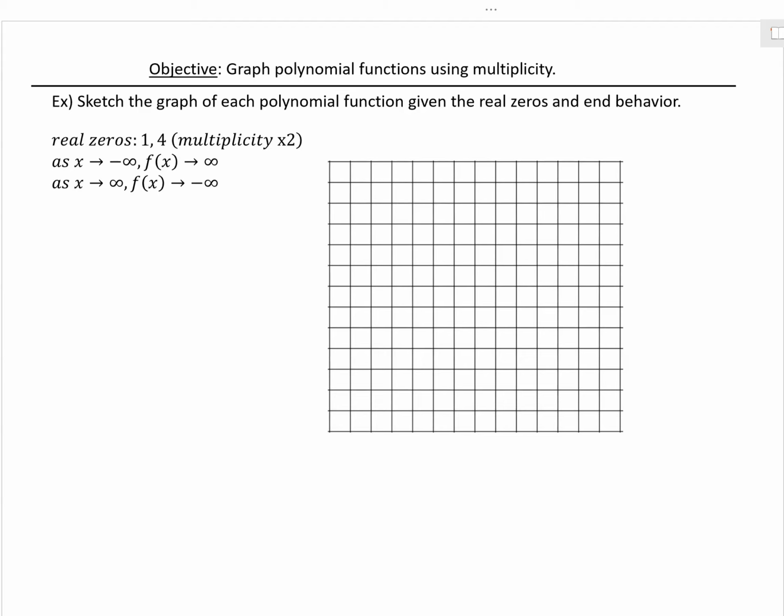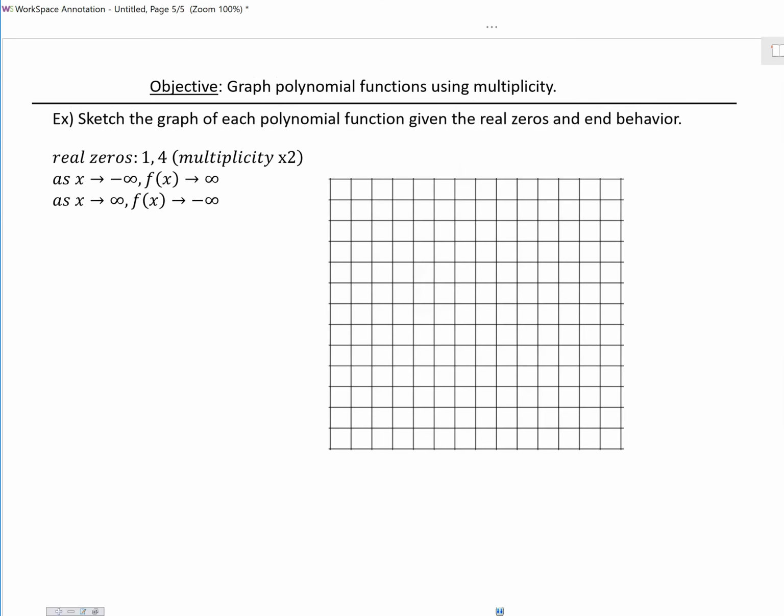All right, so let's take a look at this first example. So the given information, and fill in any information in your notes that was left off, which I think has to do with your real zeros here. So here's the information about our real zeros. And then this is the information about our end behavior.